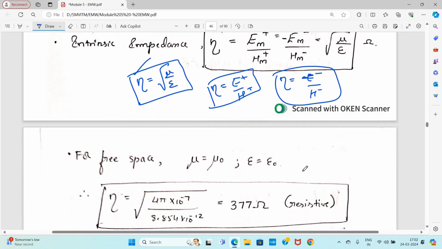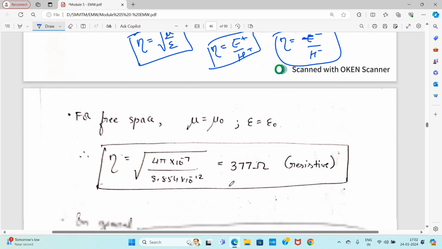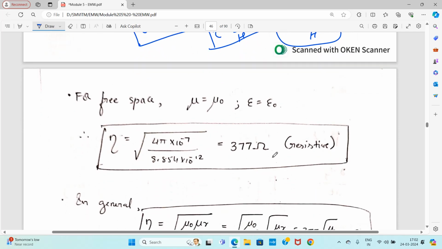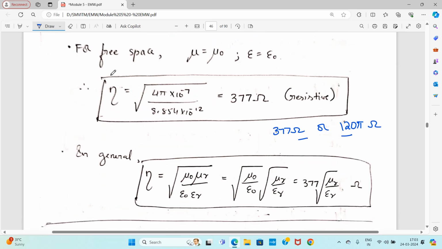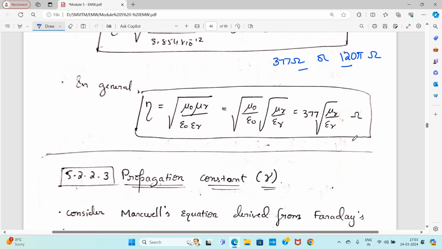Again, in free space, μ will be μ0 and ε is ε0. If I substitute the values, I will get the answer as 377. This is the fixed value of impedance for free space. Either 377 ohms or 120π ohms, both will give you the same answer. This also gives you 377 only. So for free space, the value of η is 377 or 120π. Right, so that was the second parameter.